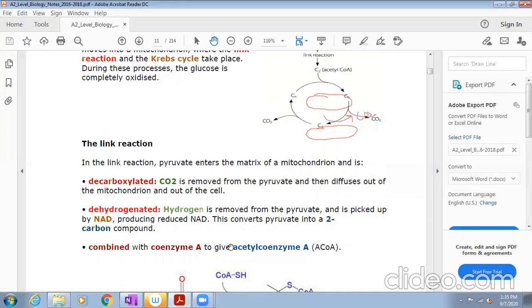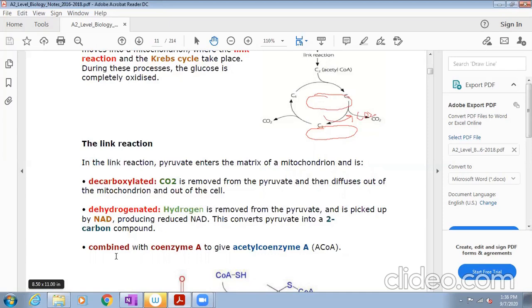Acetyl coenzyme A. That's called what? Acetyl coenzyme A. Right or no? And at that time, that two carbon containing molecule will combine with coenzyme A, and that will give you acetyl coenzyme A. Correct? No. And that acetyl coenzyme A will combine.